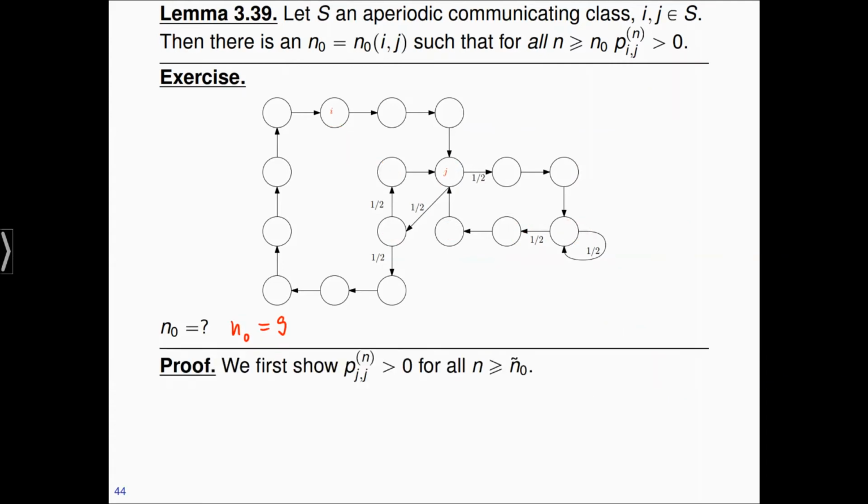Okay, so let's take a look at the proof of lemma 339. The first step we're going to do is to show that Pjjn is positive for all n large enough, larger than some n0 tilde.